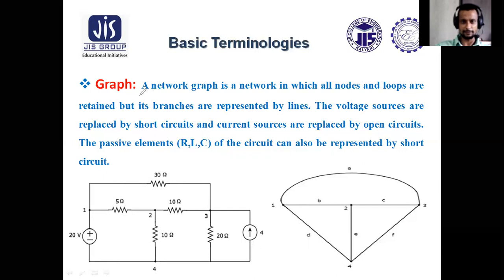So here it is mentioned that a graph is a network in which all nodes and loops are retained. That means, see here, one loop, node 1, node 2, node 3, node 4, all these are retained. But its branches are represented by lines. Branches means resistance branch, voltage branch, source branch, all are represented by lines. The voltage sources are replaced by short circuit and the current sources are replaced by open circuits, as I mentioned. The passive elements R, L, C all should be represented by short circuit.